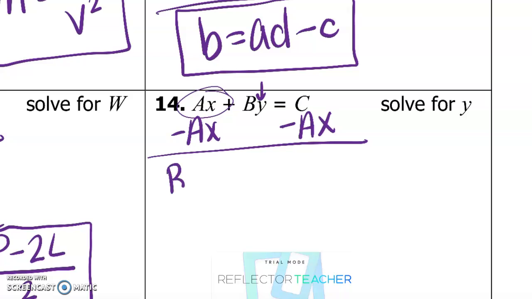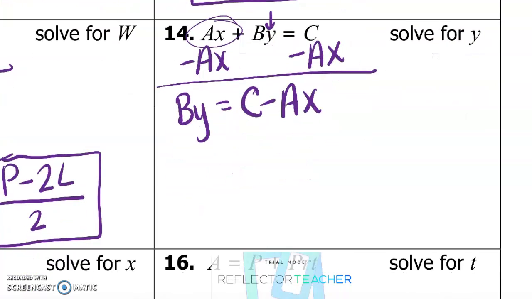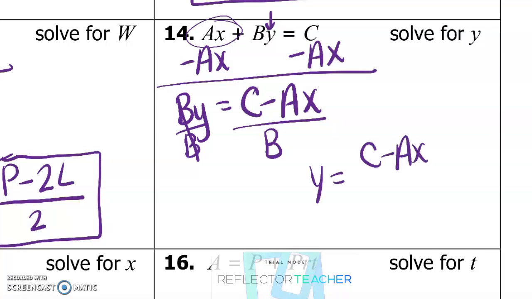So by is equal to c minus ax. We want the y by itself, so we're going to divide by b, divide everything by b. So your final answer is y equals c minus ax all over b.